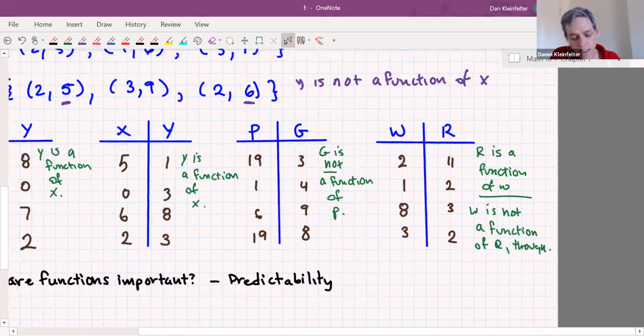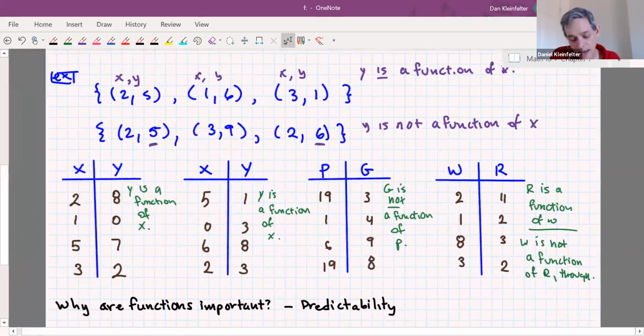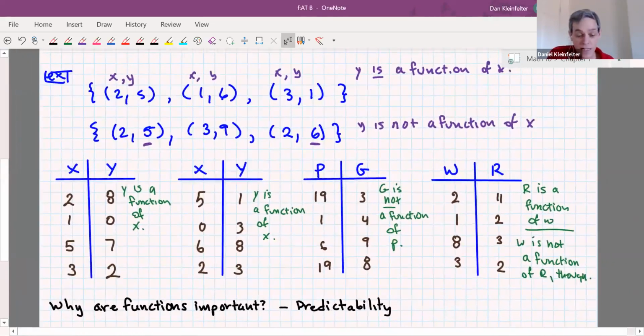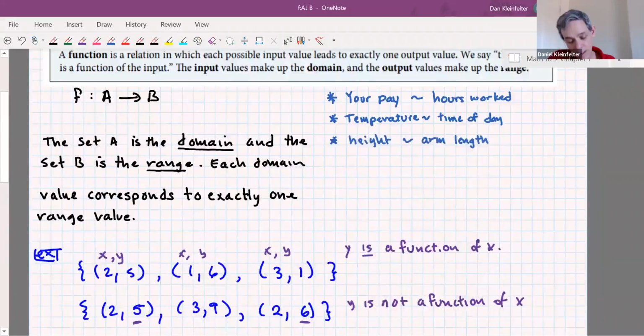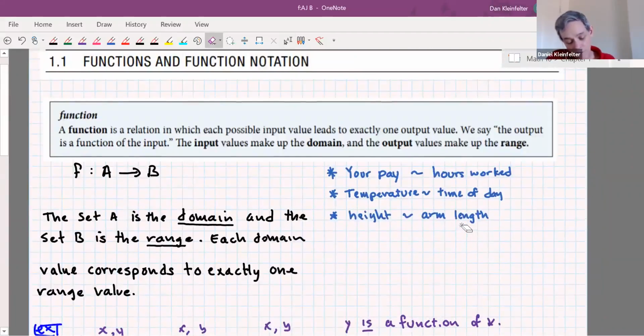Before we go on, though, I wanted to talk a little bit about why it matters if it's unique or not. That is, why is the first one here better than, in a way, this one? It's because of the predictability. A lot of the applications in which we look at one quantity related to another, we would expect to have that sense of predictability. If we told you your arm length, we should be able to predict one value for your height from that.